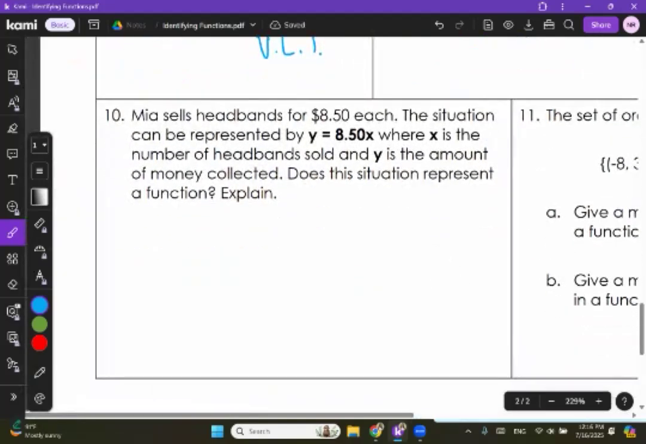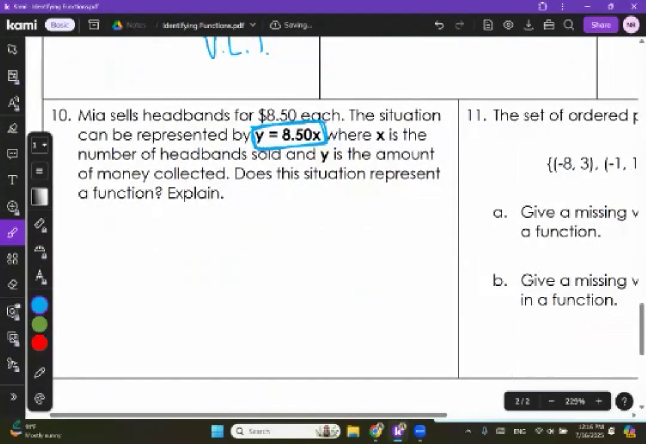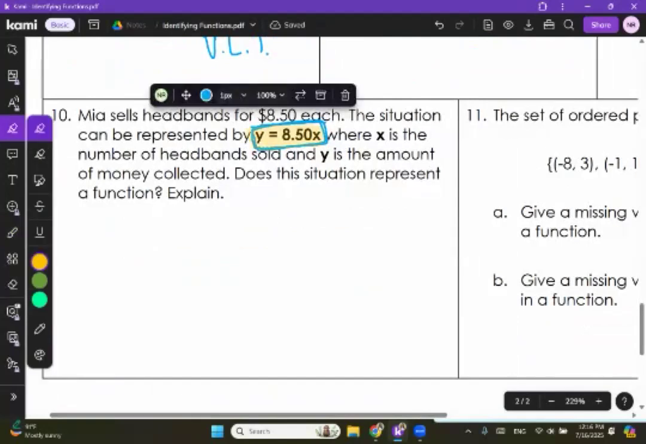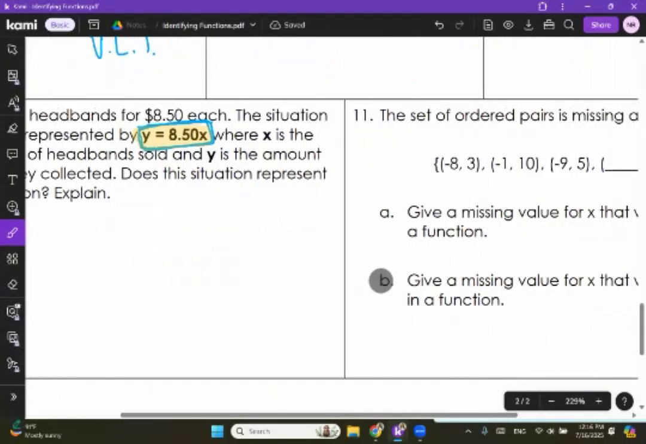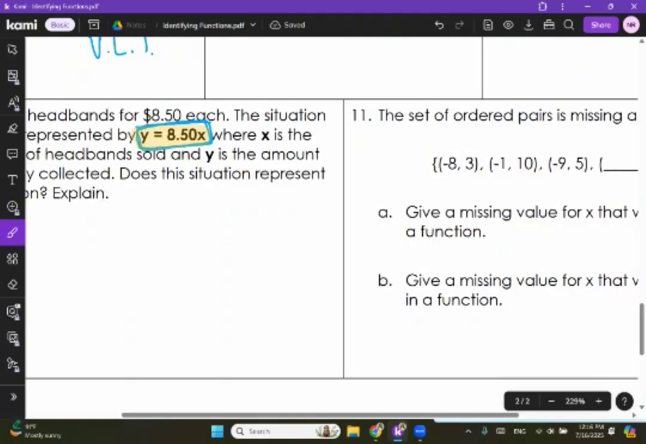Mia sells headbands for $8.50 each. The situation can be represented by y = 850x, where x is the number of headbands sold, y is the amount of money. Does this situation represent a function? Yes or no? Well, where they're helping us out is the fact that they give us an equation. When they give us an equation, we can easily find a graph, okay? Once we're able to get access to a graph, it makes this problem so much easier.